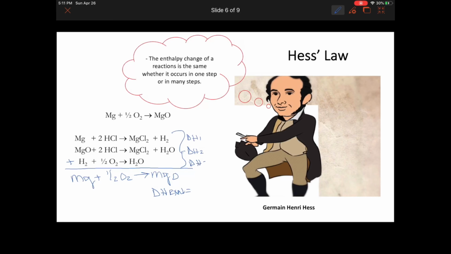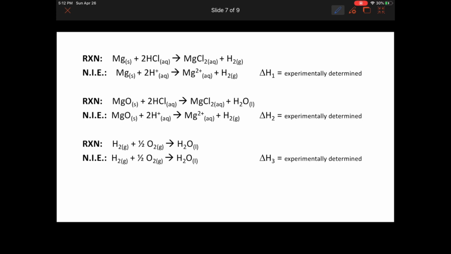For this reaction, we will use Hess's law to determine the delta H value for the reaction of solid magnesium with 1/2 oxygen gas to give us solid magnesium oxide. We will do this by carrying out a series of chemical reactions and then experimentally determining the delta H values.